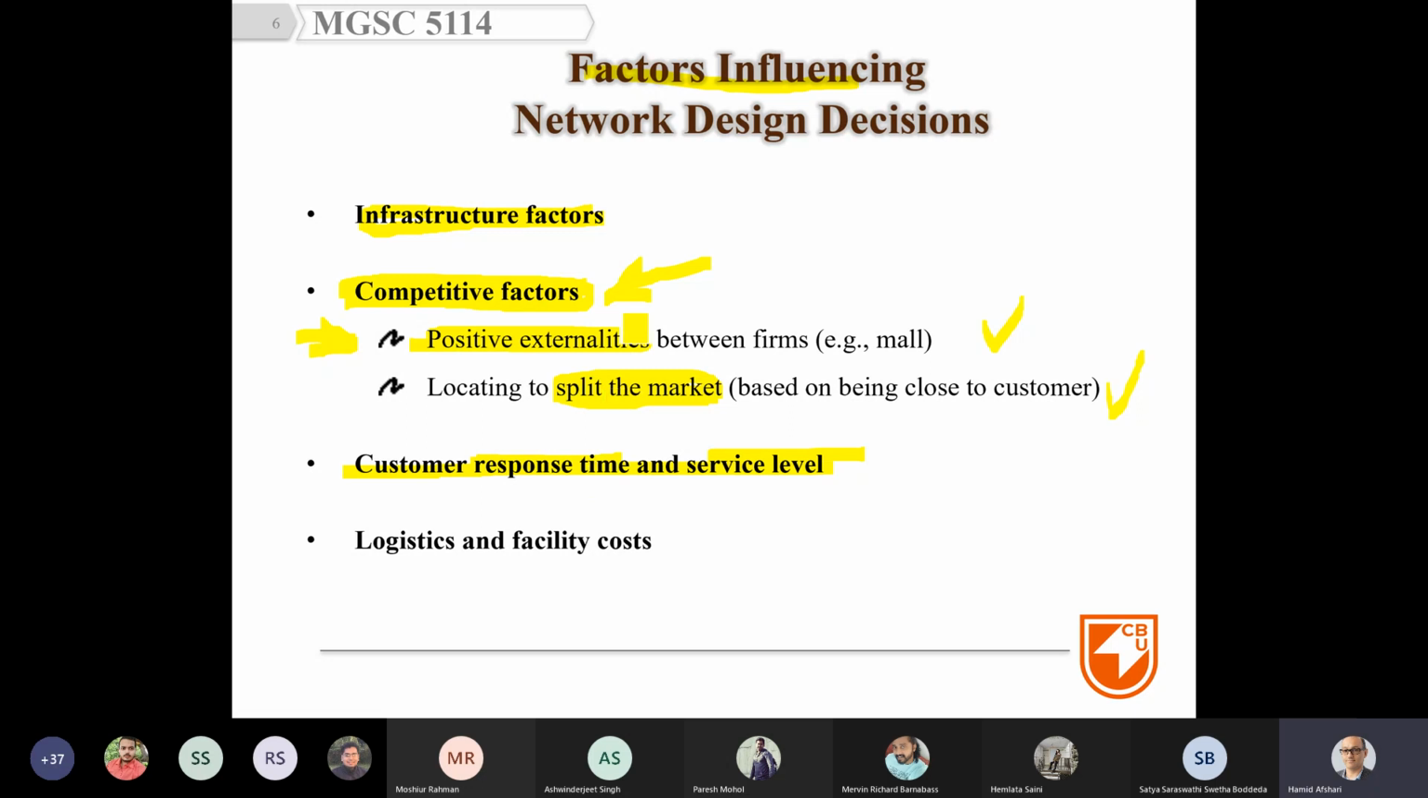Okay, so this is another factor. Many companies are tracking response time for their customers and also service level. If the service level is not appropriate, they may think of expanding the size of their stores so that they can bring more products. Okay, logistics and facility costs. Any idea about this factor?